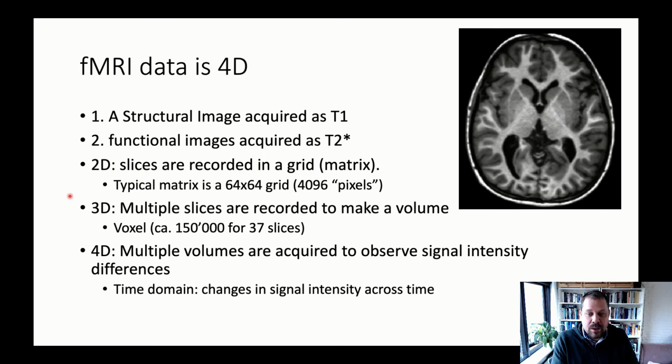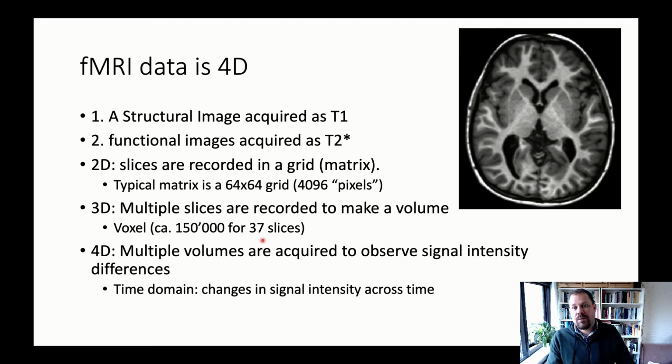Fundamentally, we are recording 2D slices. So we can think of them as pixels in a sense that are distributed as squares across this box in a typical matrix of 64 by 64 pixels. So 64 going down this way and 64 going across this way. So we have 4096 pixels in a typical image.